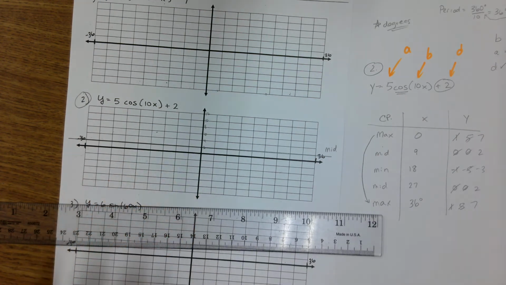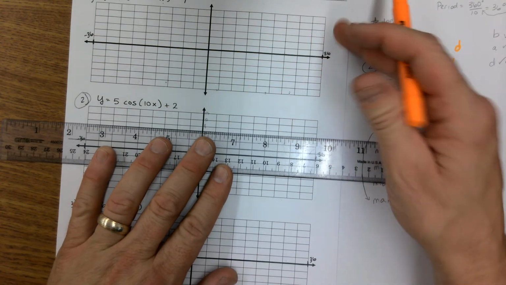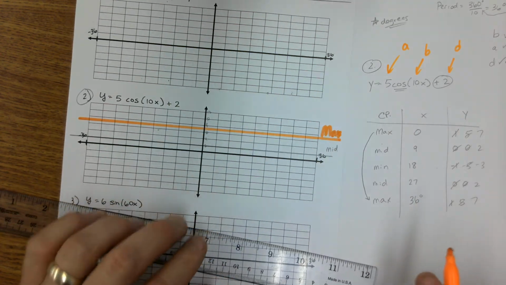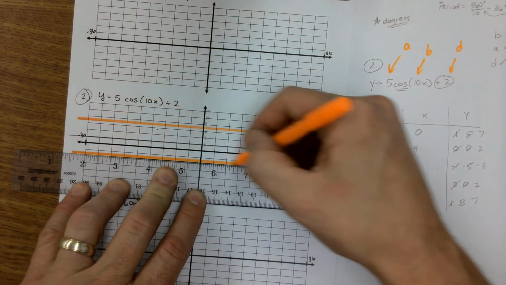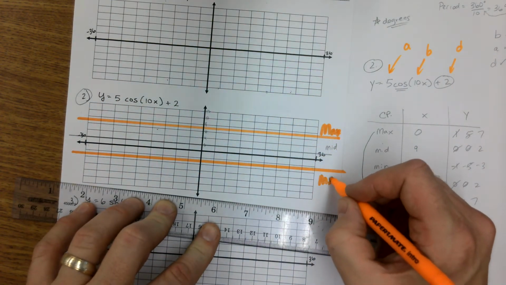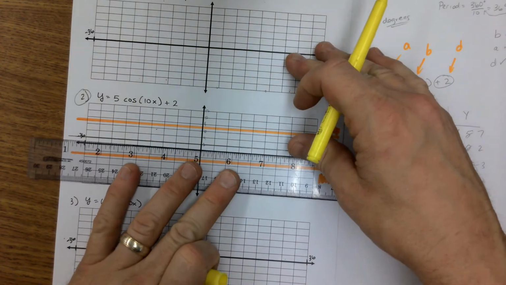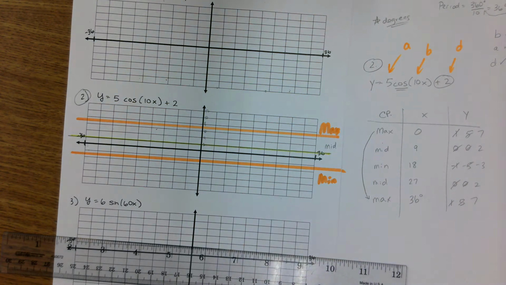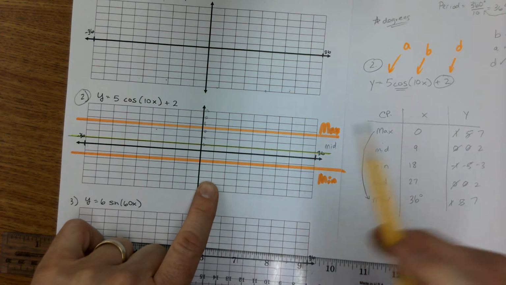Now I'm going to draw my maximum. My maximum is at 7, so I'll do that in orange. There's the maximum. And the minimum is negative 3, so I'm going to go down to negative 3, right there. So my cosine graph is going to go from the max to the min. Let me go over the middle line in yellow. Just like you're driving down the road, that's the middle of the road, and we're going to go back and forth about this midline.